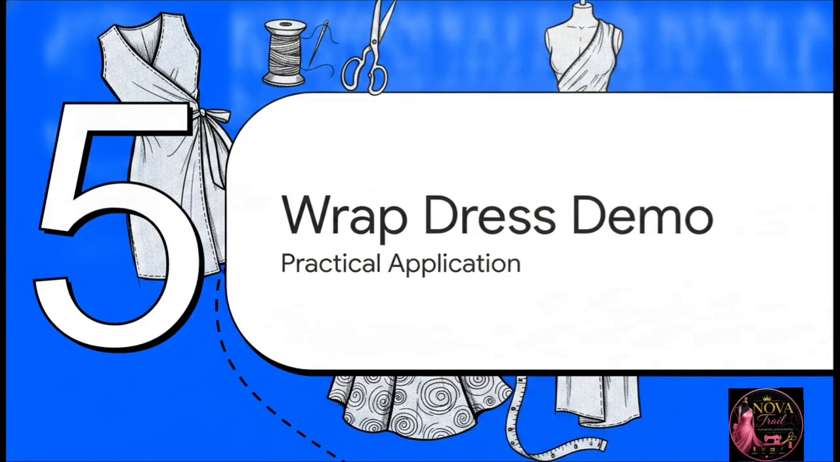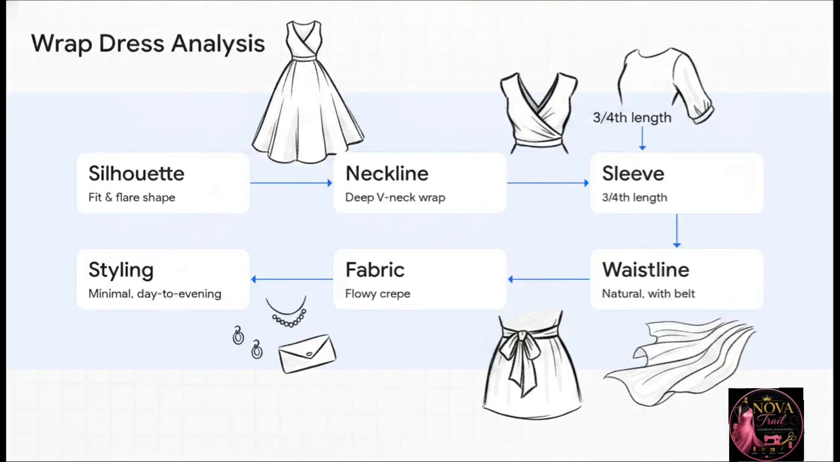Let's put this into practice with Section 5, our wrap dress demonstration. Notice how, in just a matter of seconds, a trained designer's eye can completely break down the technical DNA of a piece. If we analyze a classic wrap dress, we instantly see a fit and flare silhouette. The wrap construction inherently creates a beautiful deep V neckline. The sleeves hit perfectly at that 3/4 mark. The self-tie belt beautifully defines a natural waistline.